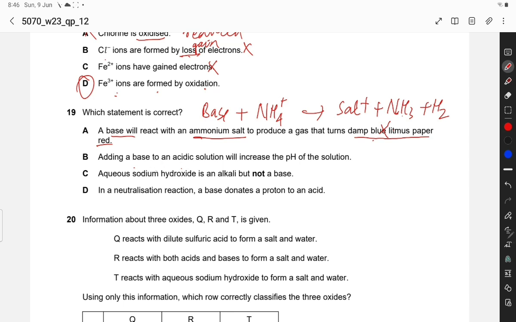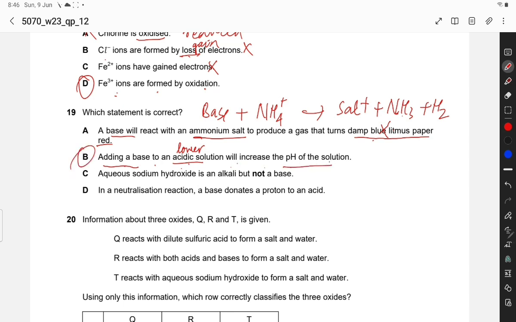Addition of a base to an acidic solution will increase the pH. Adding a base to an acidic solution: an acidic solution has a lower pH. When a base is added, it will increase the pH of the solution. The B option is the correct option.